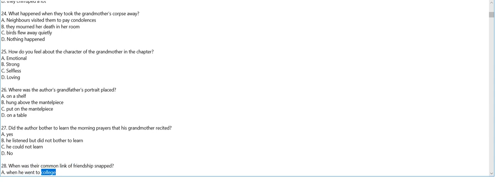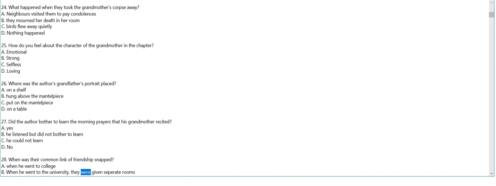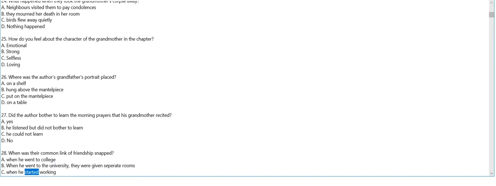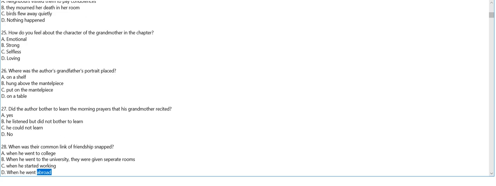A. When he went to college. B. When he went to the university, they were given separate rooms. C. When he started working. D. When he went abroad.